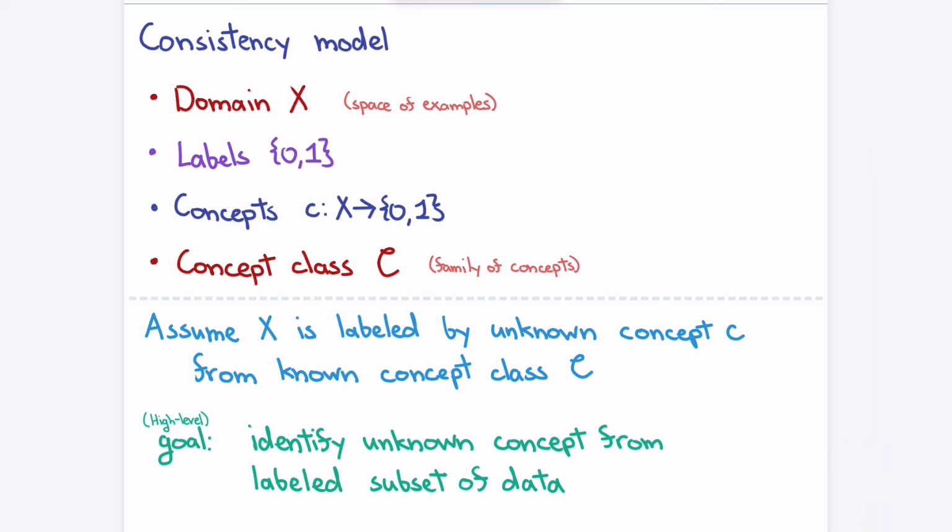So in this quote unquote consistency model, you're given some space of examples, and for simplicity, you're just labeling true or false, 0 or 1. A concept is any assignment of labels. These are all just names. And a concept class is a set of labelings. The basic question is, if X is labeled by some unknown function, but you know the concept class, could you find the unknown concept from the labeled subset of data? So what's the simplest example you can think of?